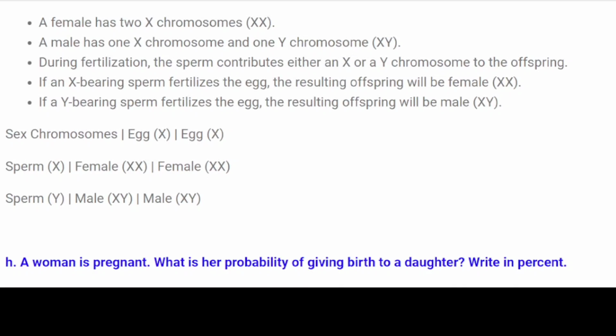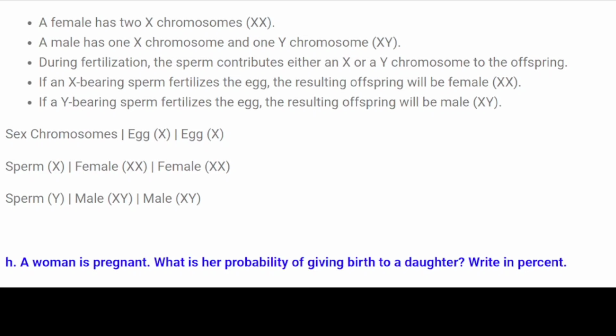If an X-bearing sperm fertilizes the egg, a female daughter will be conceived, and if a Y-bearing sperm fertilizes the egg, a male son will be conceived. Since the father can contribute either an X or a Y chromosome, there is an equal chance for the sperm carrying an X chromosome or a Y chromosome to fertilize the egg, resulting in an equal probability of having a daughter or a son.